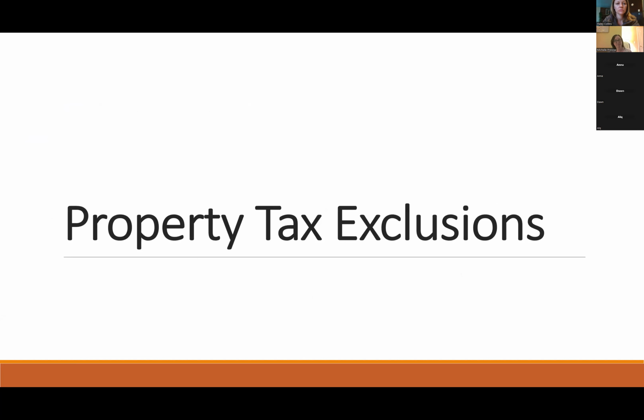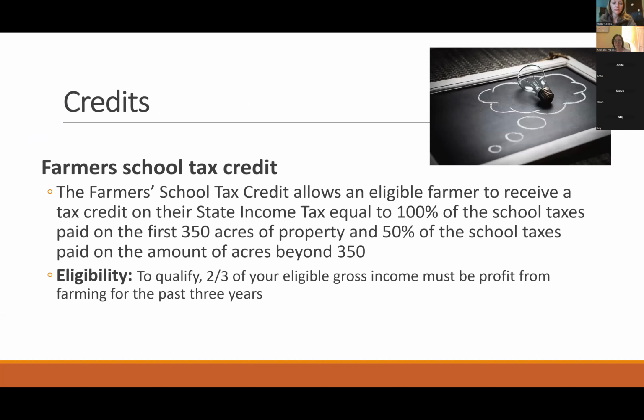Okay, finishing up here on property tax exclusions. This is something that I'd like you to know as a landowner. These are generally for if you are farming on that property. So farmers have a couple of tax credits that they can take advantage of. One is the farmer's school tax credit, and that allows any farmer whose 2/3 of eligible gross income must be profit from farming over the past 3 years to get a tax credit on their state income tax up to 100% of the school taxes paid on the first 350 acres.